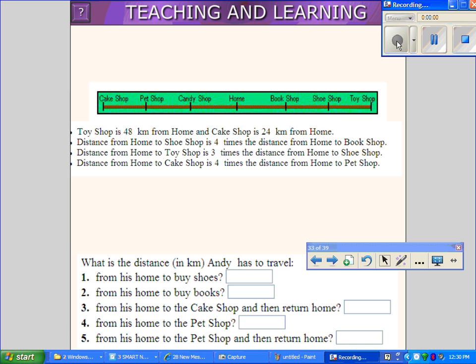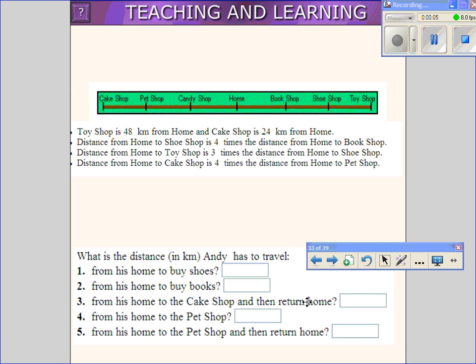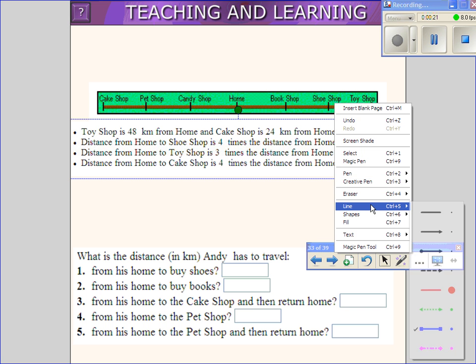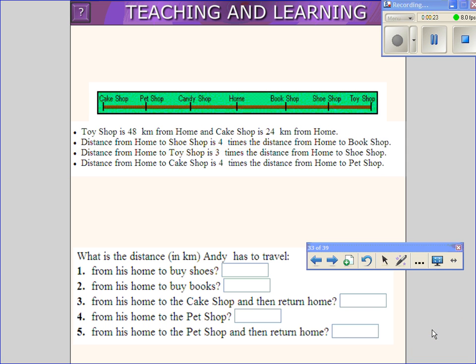On this multi-operational problem, here are the questions that go with my problem, but in order to answer these questions first, I need to organise the information that I have been given. So I know this task talks about distances from home to each of these particular shops. So I'm going to begin, before I even look at the information, by outlining my paths.